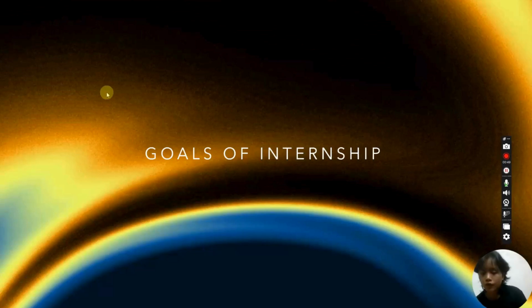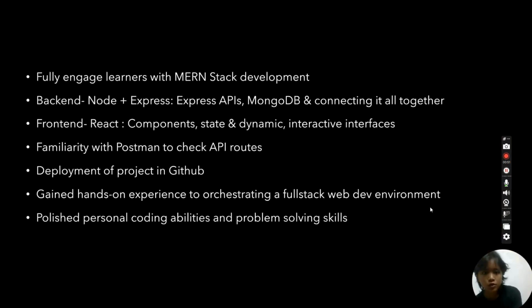What was the goal of the internship? The goals were to fully engage us with the entirety of MERN stack development. How is MERN stack development actually happening under the hood? Backend-wise, we had Node and Express. We had the APIs working. How MongoDB is all connected with each other and how it is connected as one unit.